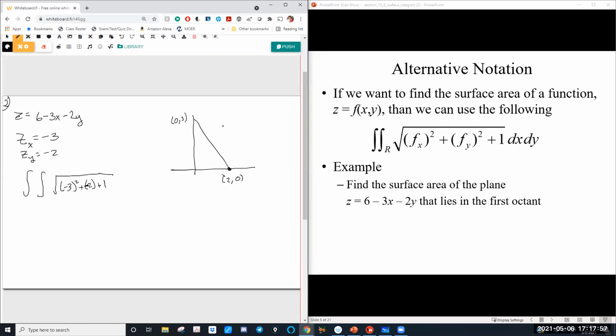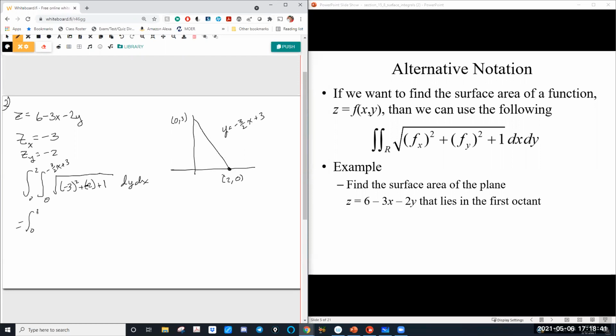So we need a linear function between these two. We've got a slope of -3/2 and a y-intercept of 3, so y equals -3/2 x plus 3. We can honestly do this one in either order, but since my linear function is already written for y, we might as well do dy dx. So y is going to go from 0 up to the linear function, -3/2 x plus 3, and x is going to go from 0 to 2.